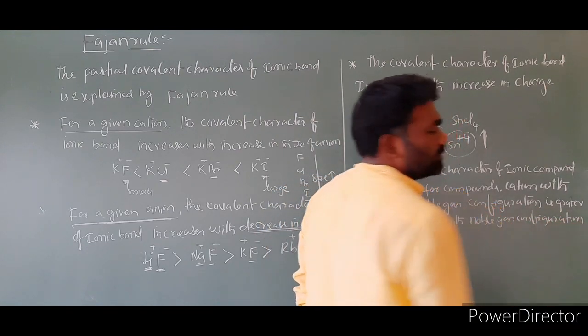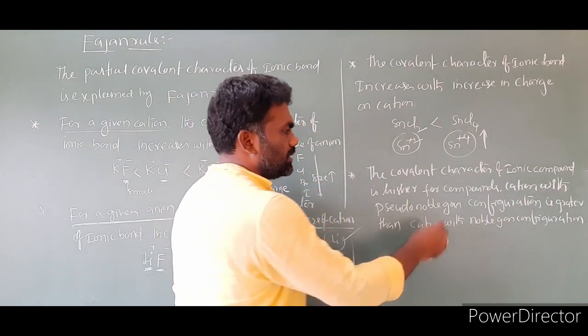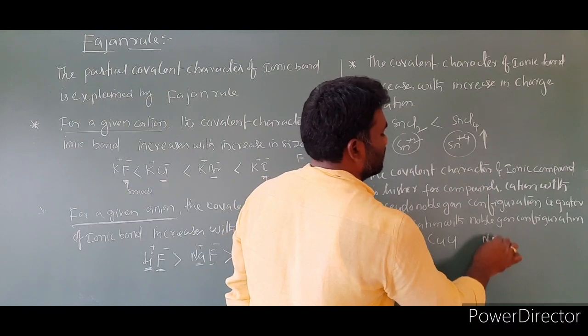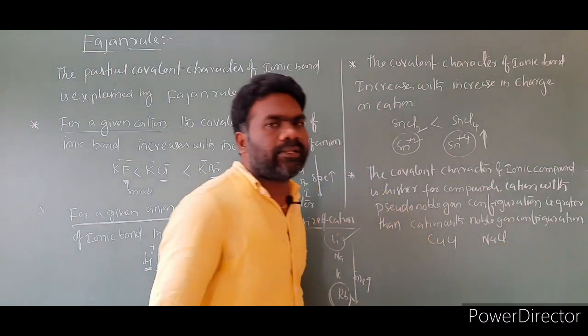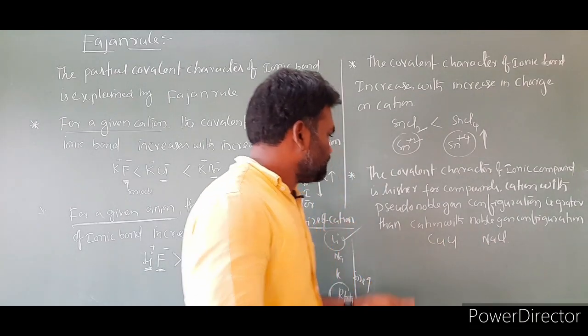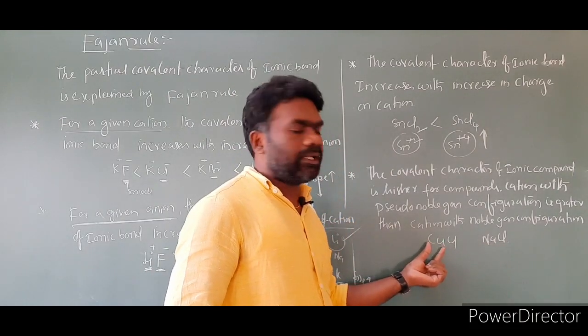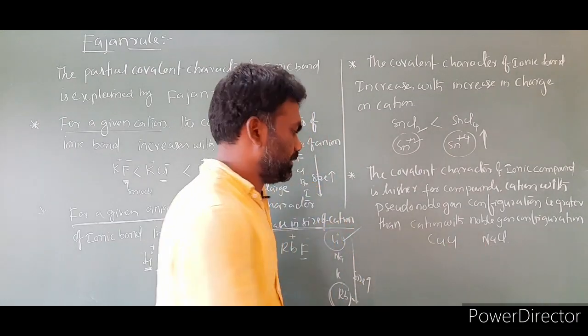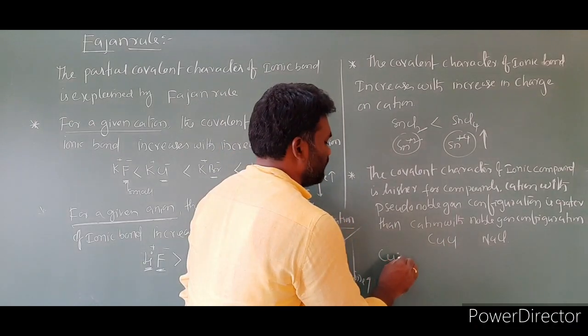Noble gas configuration. So let us understand this concept by taking one example: CuCl and NaCl. We have to compare the covalent character of these two compounds. First we have to find out the electronic configuration of copper and of sodium. First I am taking the electronic configuration of copper.